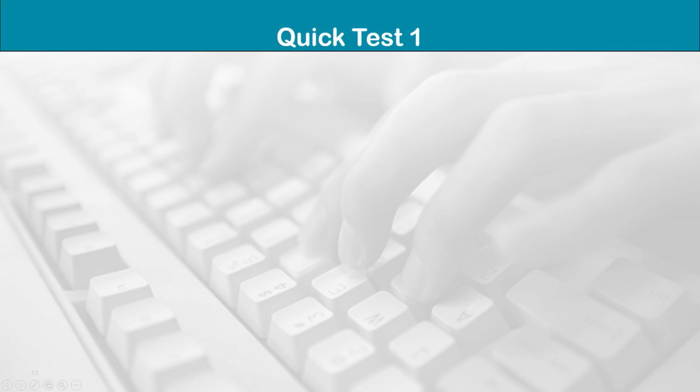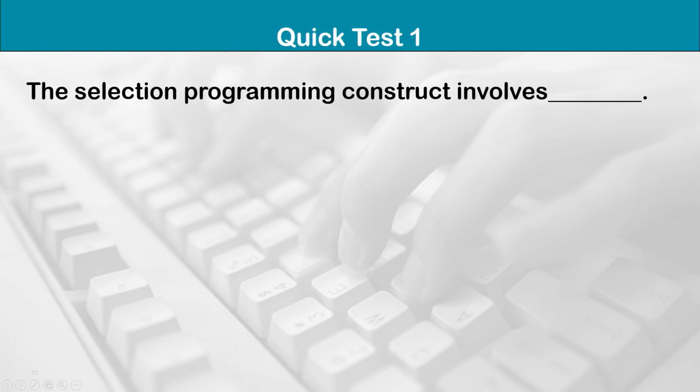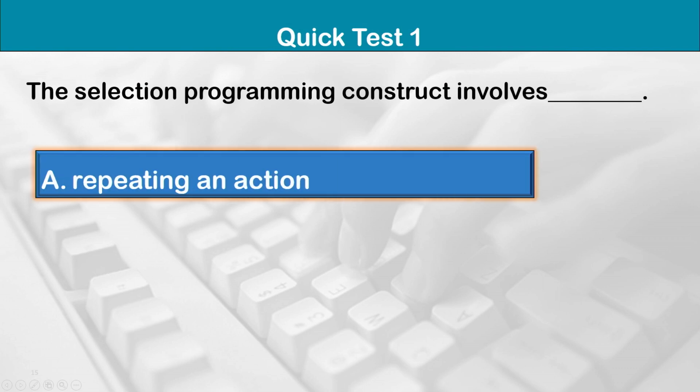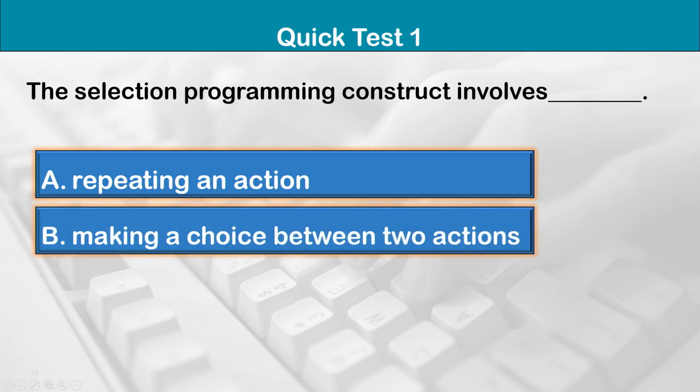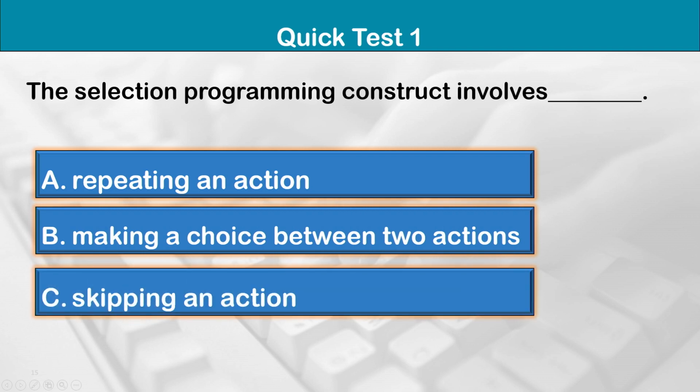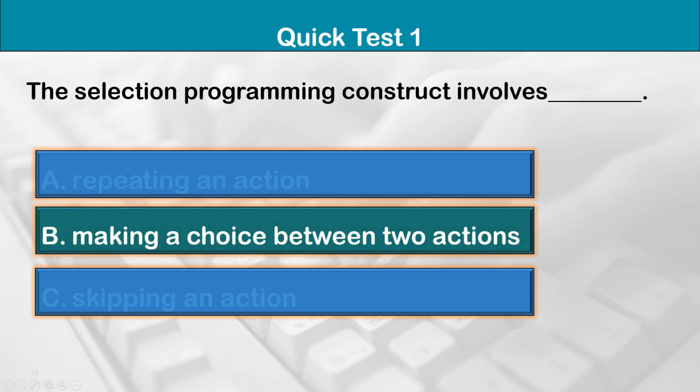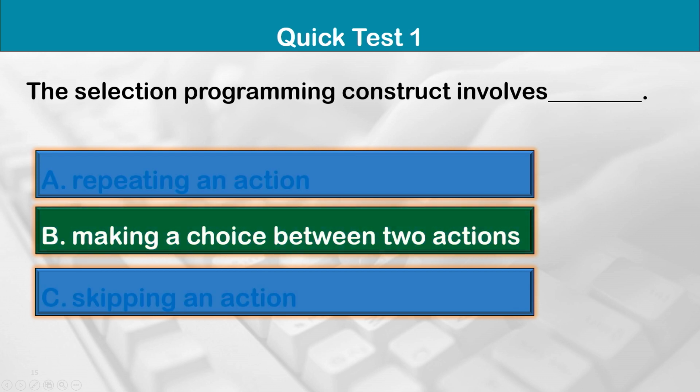Question 1. The selection programming construct involves A. Repeating an action, B. Making a choice between two actions, or C. Skipping an action. The answer is B. The selection programming construct involves making a choice between two actions. Option B is the correct answer.